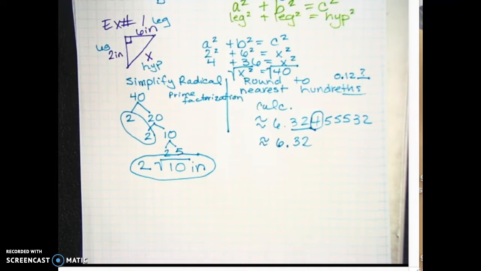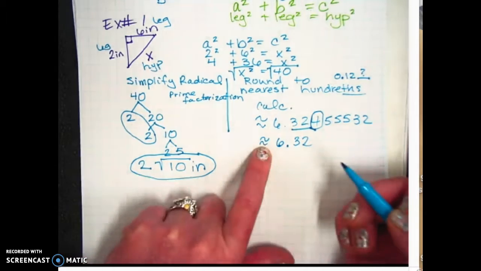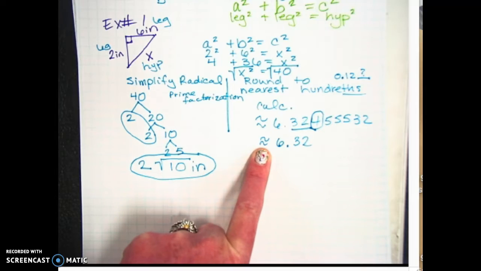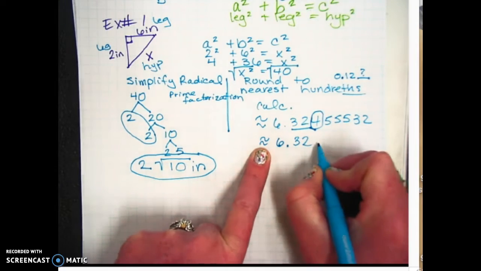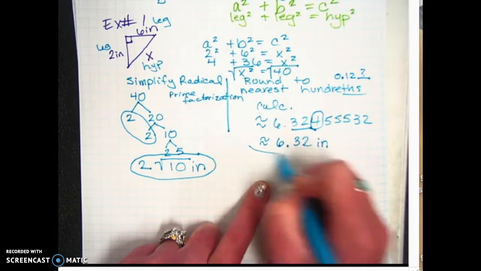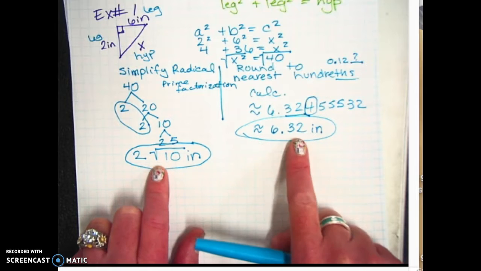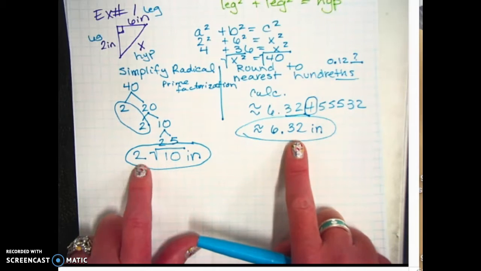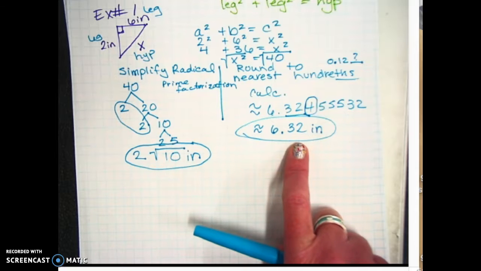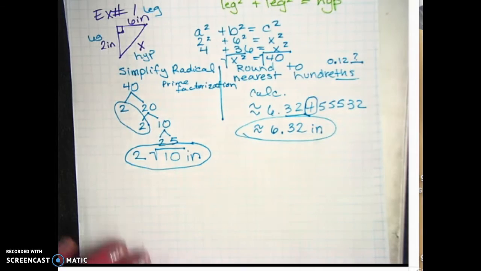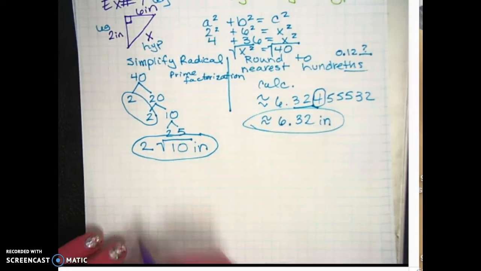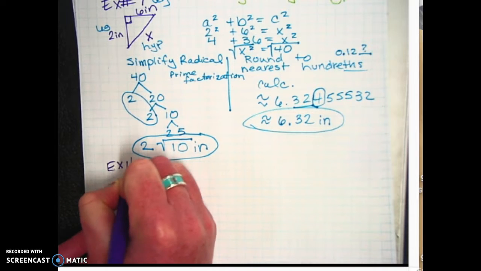So as a decimal, our answer is, and notice I'm not using a regular equal sign, I'm using a wavy equal sign. Why? Because we're rounding, right? It's approximately 6.32 inches. These numbers do not look even close to the same, but they are. If you took your calculator and typed in 2 rad 10, you'd still get approximately 6.32. Okay? Any questions on example number 1? All right, example number 2.